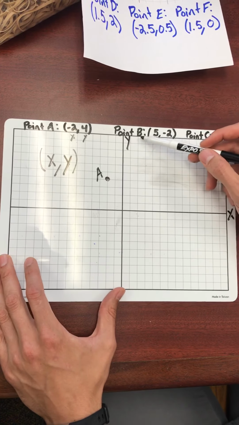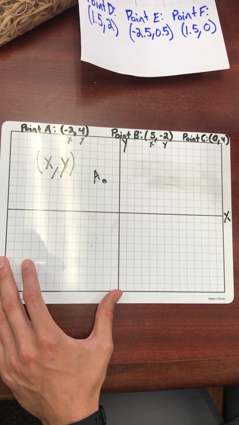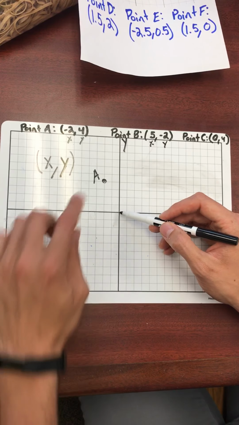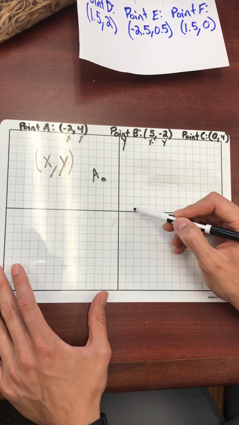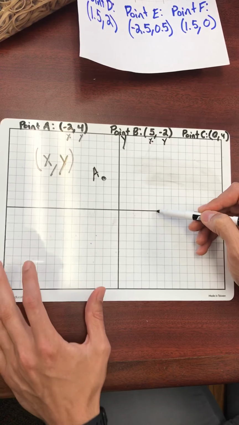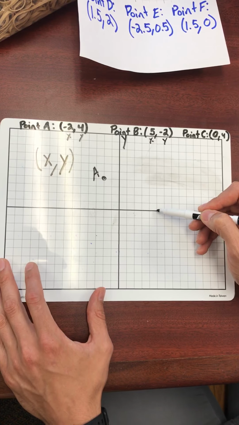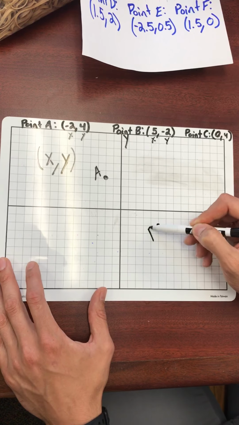Okay? Our second point, point B, the x value is 5 and the y value is -2. So I start at the origin. X value is 5, so I go over 5 on my x-axis, 1, 2, 3, 4, 5. My y value is -2, so since it's negative, I'm going down 2, and I graph my point, and this is point B.